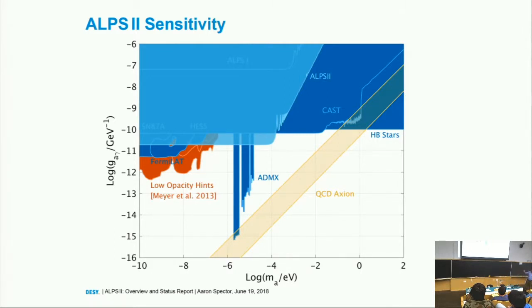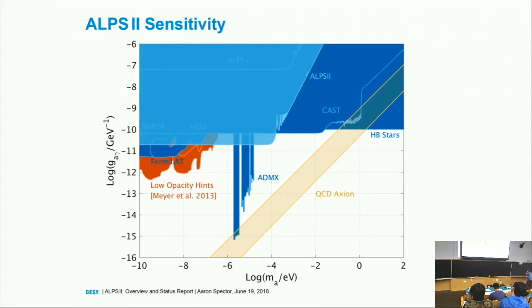So it's a big leap in sensitivity compared to ALPS 1, which is up here, and this is ALPS 2. It actually goes into a region where there are considered by some people to be hints of the existence of an axion-like particle that is causing the universe to be more transparent than it should be to gamma rays.